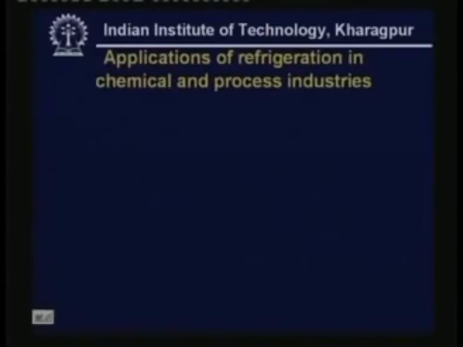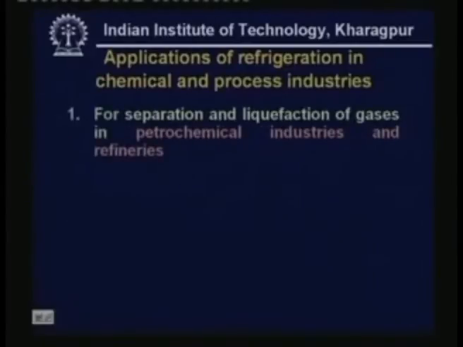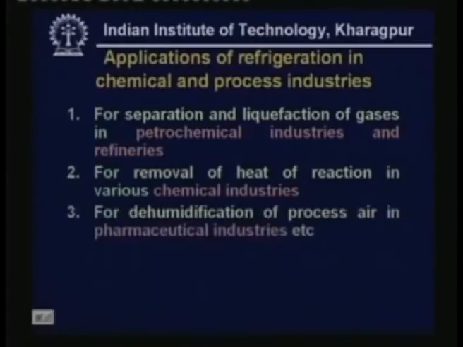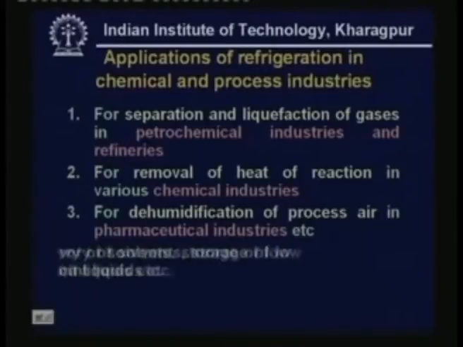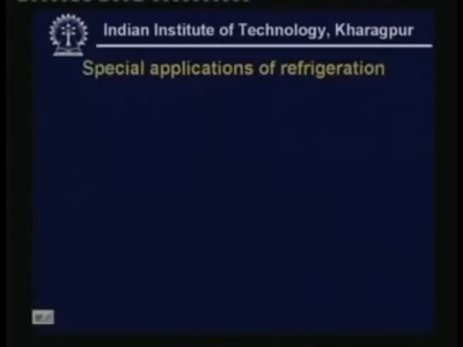So now let us look at applications of refrigeration in chemical and process industries. It is used for separation and liquefaction of gases in petrochemical industries and refineries. Refrigeration is also required for removal of heat of reaction in various chemical industries. It is required for dehumidification of process air in pharmaceutical industries, and it's also required for recovery of solvents and storage of low boiling liquids in various chemical industries.